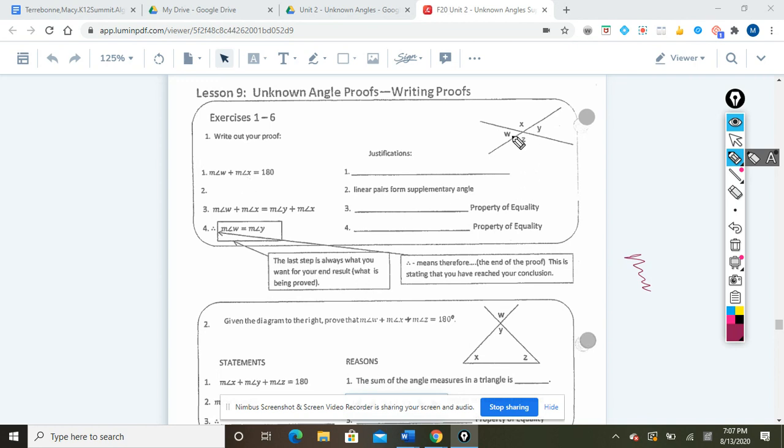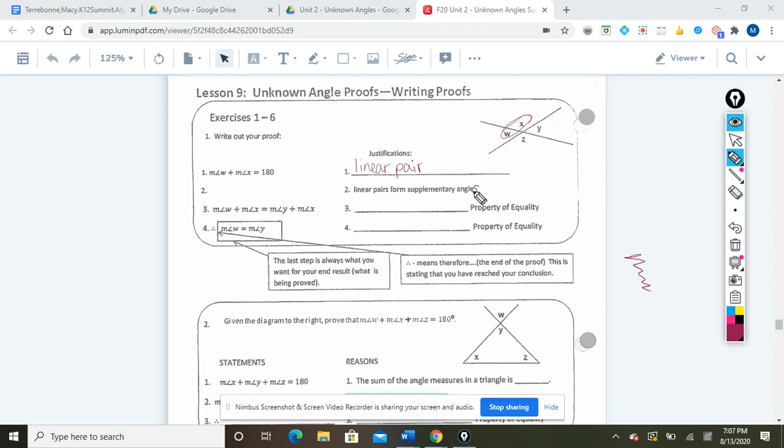So why is W plus X equal to 180? Imagine if this would have been on the page before. We would have said W and X is equal to 180 because it is a linear pair. And you can write linear pair theorem after it if you want to be fancy, and write linear pairs form supplementary angles. But we're going to focus on those key words because you're going to be picking from choices. So we have W and X equal 180. And then over here, on the statement side, we don't have anything, but we know the reason is linear pairs form supplementary angles.